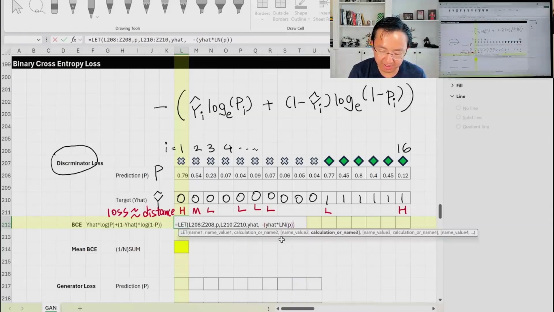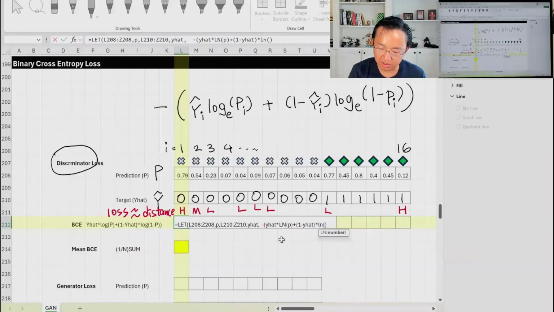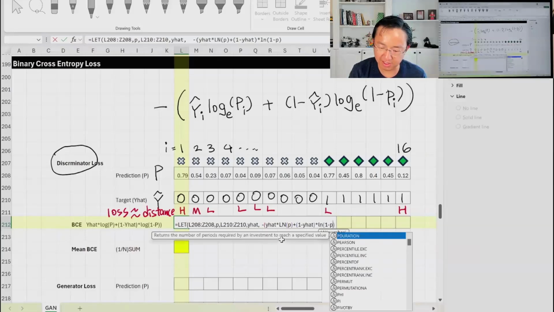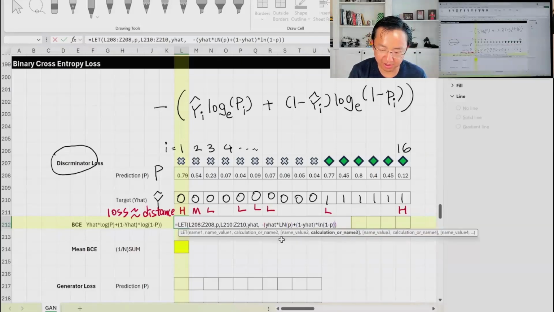And plus 1 minus y hat, in parentheses, times natural log of 1 minus P. Hopefully that's just right. Do I have too many parentheses?